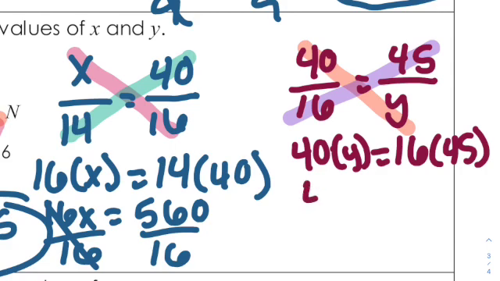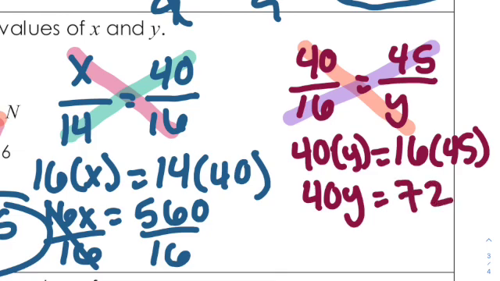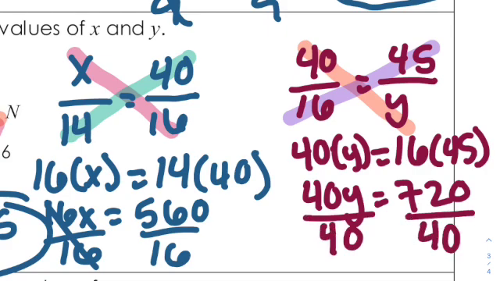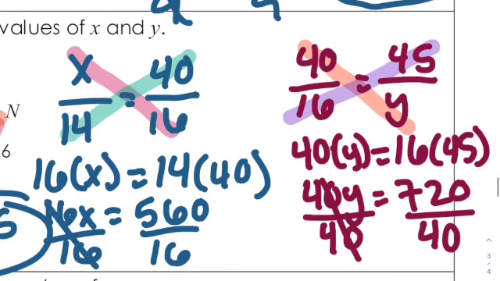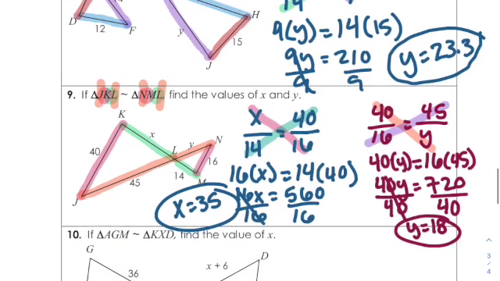40 times y is 40y, and 16 times 45 is 720. Then we divide both sides by 40, and 720 divided by 40, y equals 18. And that's your answer. That's how you work that problem.